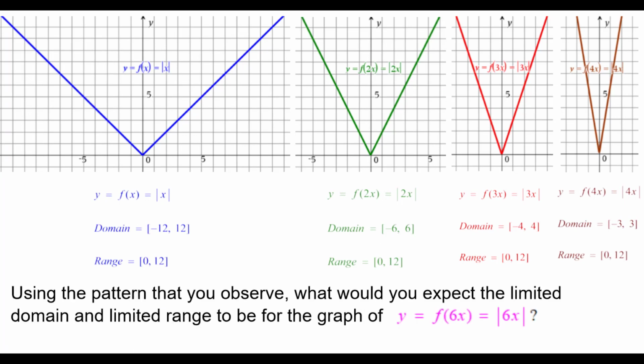So using the pattern that you've observed, what would you expect the limited domain and limited range to be for the graph of y equals the absolute value of 6x? Press pause as needed, resume when you're ready. So hopefully you said that the domain would be from negative 2 to 2 inclusive, range 0 to 12 inclusive.